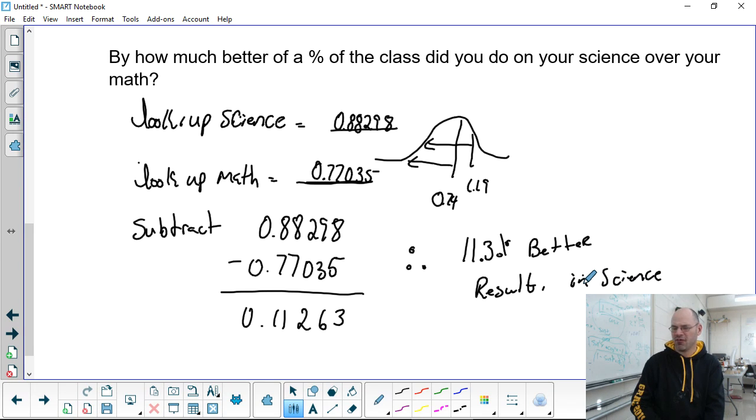Okay, so this means that we've played science. You've actually beat 11.3% more of the people in the class in your science exam than you did in your math exam. Okay, so if there were 100 people, it'd be about 11 people in the class. If there were 200 people in the class, it'd be 22 people. Okay, and that's kind of how you do Z-scores, do a comparison.